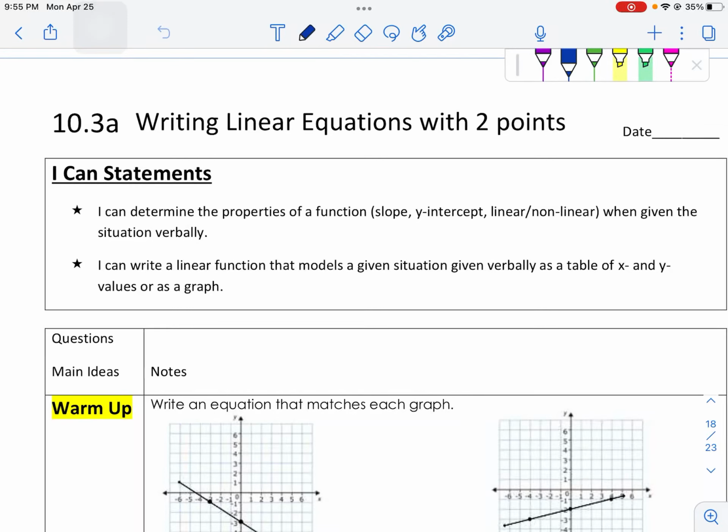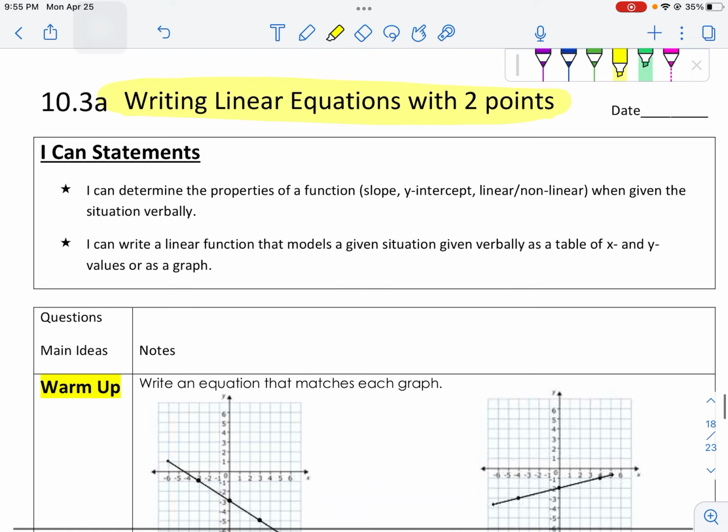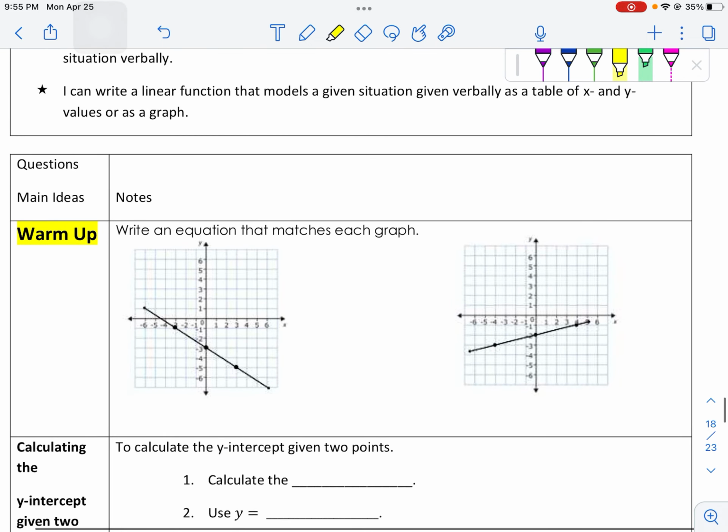Okay, here's a video for 10.3a. This is with writing linear equations with 2 points. So for the sake of time, I'm going to skip the warm-up again.